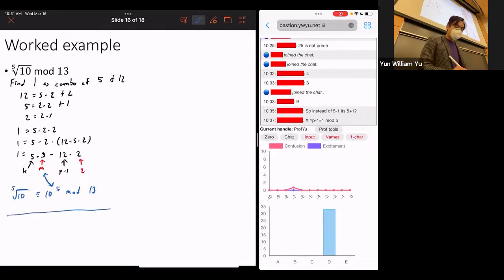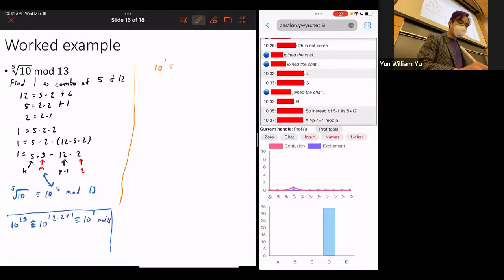Another way of seeing this is if you had done this the other way, you would notice that 10 to the 25, because of course that's 5 times 5, is congruent to 10 to the 12 times 2 plus 1, which is congruent to 10 to the 1 mod 13. Okay, so if you had just listed out all things that are equivalent, you would have gotten to 10 to the 25. But having said that, well, let's solve this.